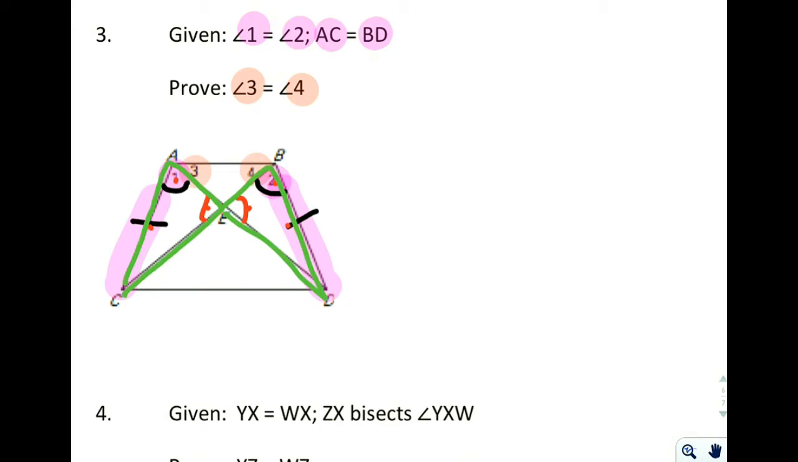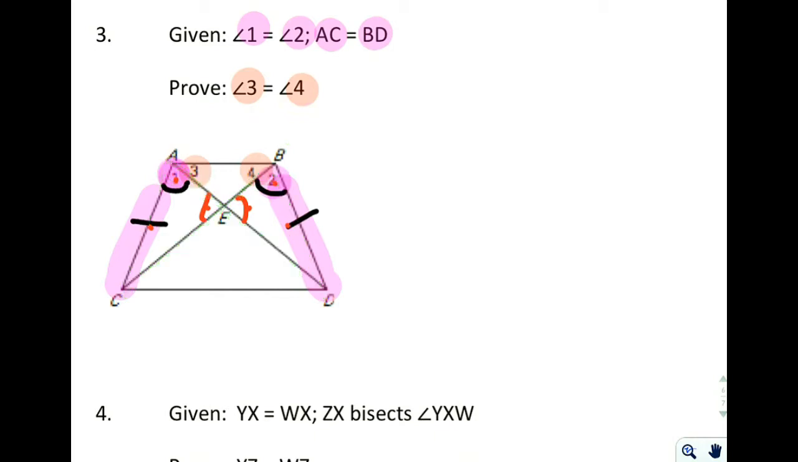How does that help? Well, if we prove that these two triangles are congruent, we also have proven that all the corresponding parts of the congruent triangles are congruent, including these sides right here. And if those two sides happen to be equal to one another, we've shown that this is an isosceles triangle. And an isosceles triangle, when you have two equal sides, also is going to have two equal angles at the base, which means that 3 and 4 would have to be equal. So that's going to be our roadmap or our game plan to solve this problem here.